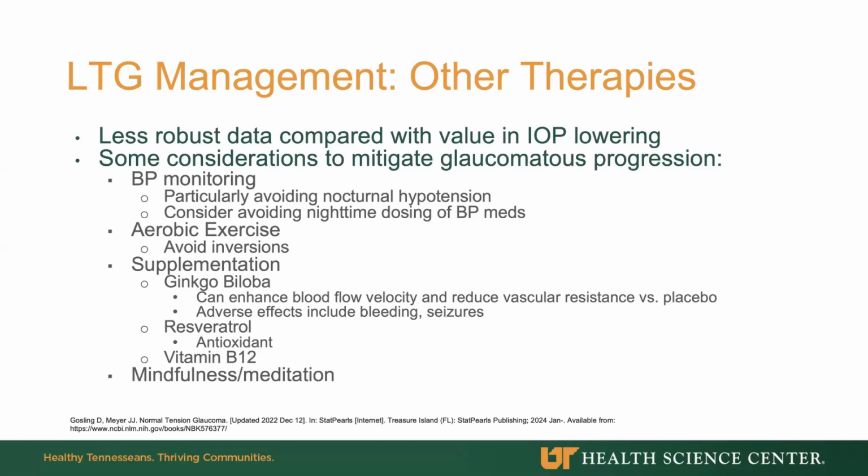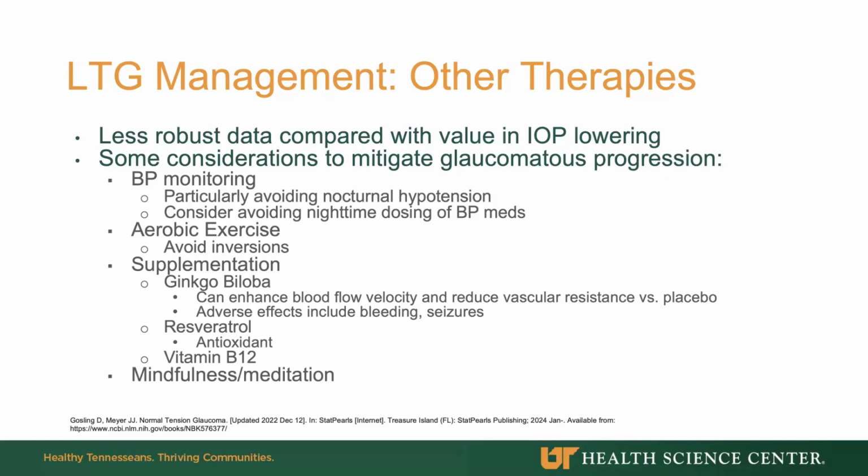Supplementation, there's some data on ginkgo biloba, which in some studies has been found to enhance blood flow velocity and reduce vascular resistance versus placebo. However, some side effects can include bleeding and seizures. Also, these supplements, at least in the United States, are not regulated by the FDA. So you could get a bottle of ginkgo biloba from one company and have it be a whole different can of worms than another bottle of ginkgo biloba. So I'm very hesitant with recommendations of supplementation in the use of glaucoma.